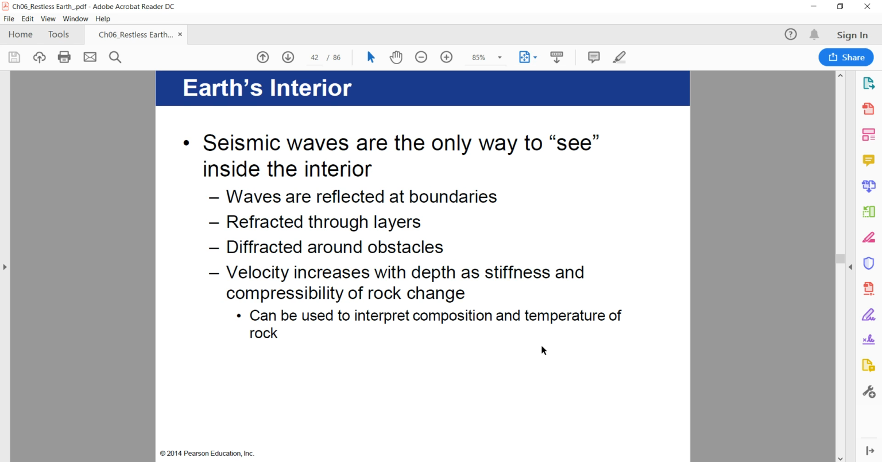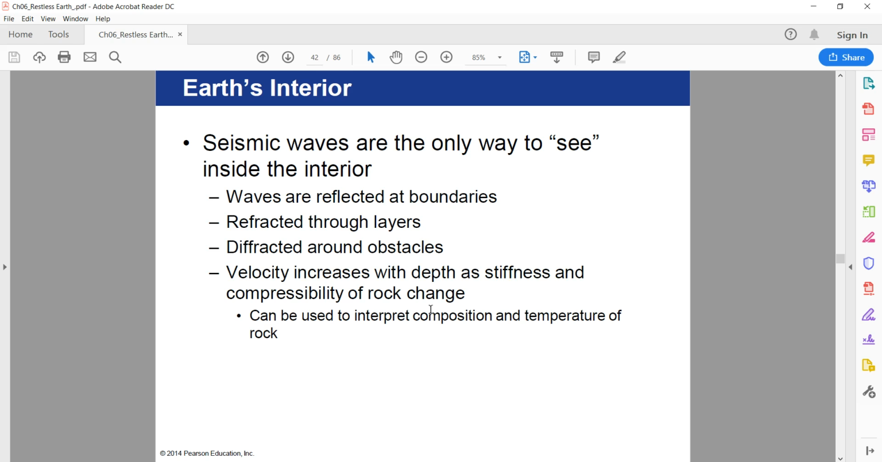Seismic waves are the only way to see inside the interior. This is how we know the interior of the earth, because the question comes to mind: how can we be so certain that there are three layers in the interior of the earth, crust, mantle, core? Seismic waves help us determine the thickness of each layer and the composition of each layer, because these waves travel differently as they travel through different regions. The density of the material changes, the temperature of the material changes, and that changes the speed at which these waves can travel.